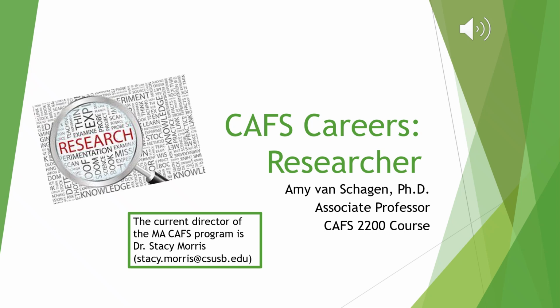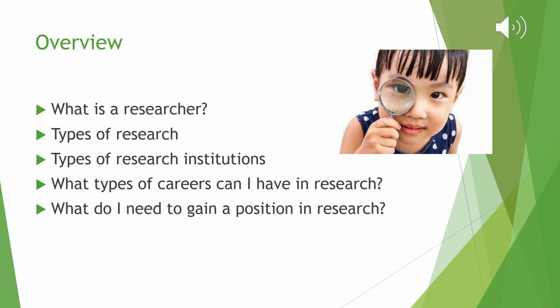So on the next one, we'll just go over what we're going to talk about today. We're going to start really at the very base of things. What is a researcher? What kinds of things can you anticipate doing as a researcher? The different types of research that can be done, the types of research institutions, as there are many different kinds, and what types of careers involve conducting research or being a part of research, and what do I need in order to gain a position in research.